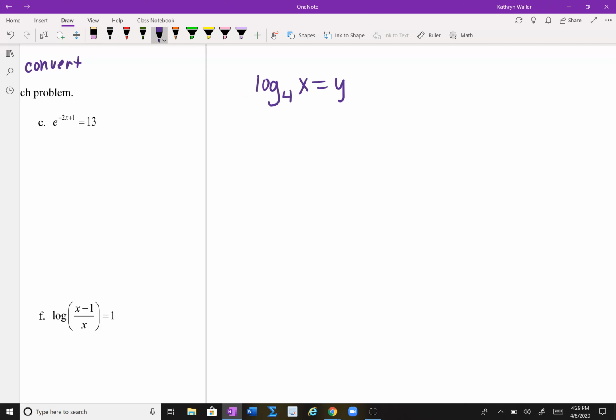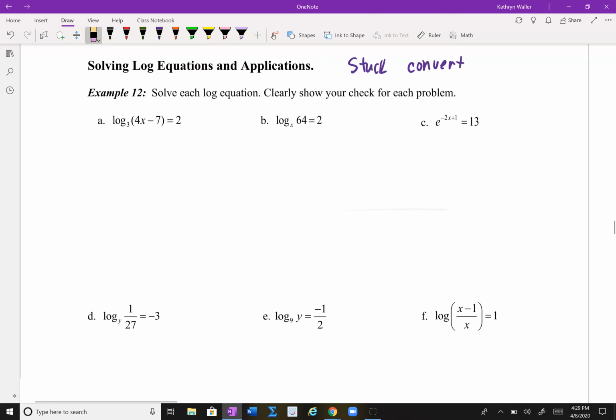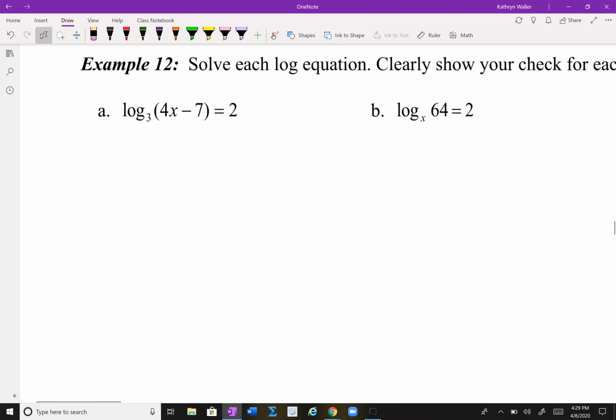If you had a negative there, not stuck. You would have to change the signs. If it looked like this, not stuck because of the 1. If it looked like this, not stuck because of the 1. The negative 1 is not part of that log. Okay, so look right here. We're stuck because everything on the left side is embedded in that log.